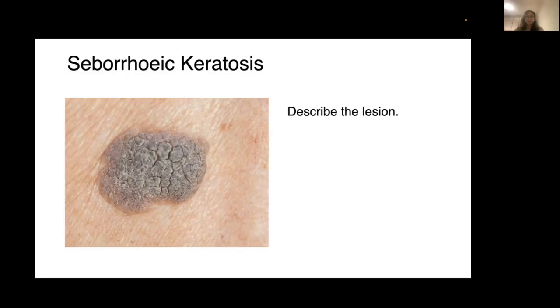Okay, so that's nevi. Now moving on to seborrheic keratosis. Does anyone want to have a go at describing the lesion here?